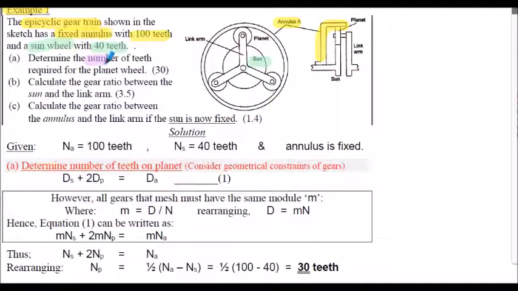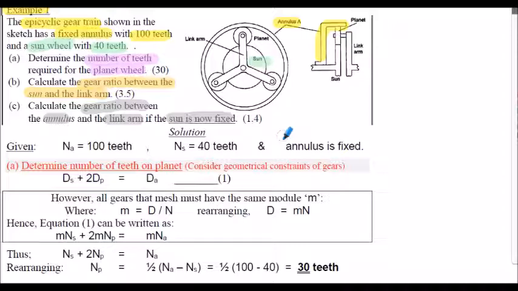So part A is to determine the number of teeth on the planet gear. Obviously I'm giving us all the information, so we need to look at the geometrical constraints in a moment. Part B: we've got to calculate the gear ratio between the sun and the link arm. As part C, we've got to calculate the gear ratio between the annulus and the link arm if the sun is now fixed. So we've got a different configuration for part C, and we'll look at that separately later on. All right, so 3 parts to the question here.